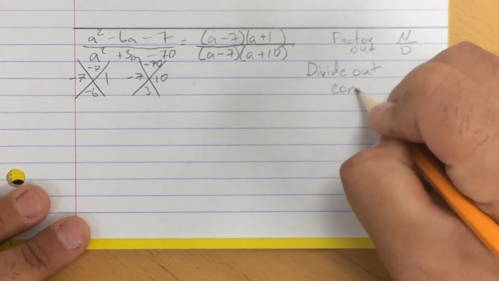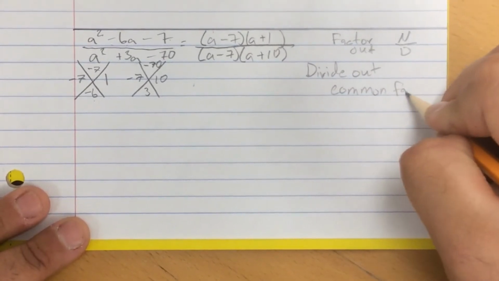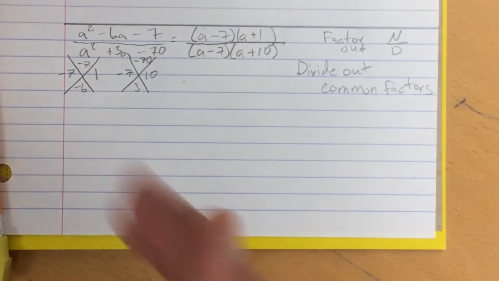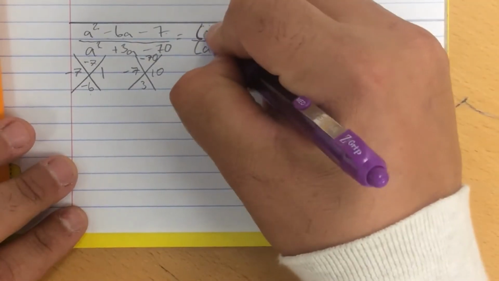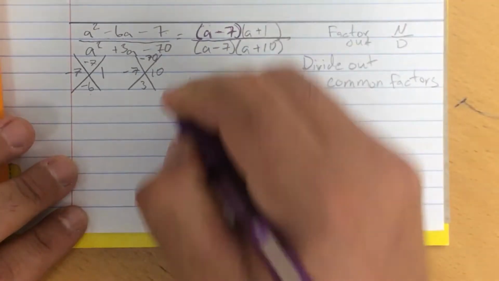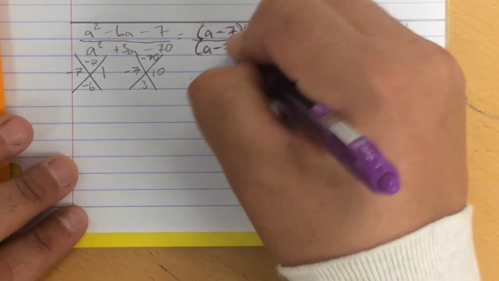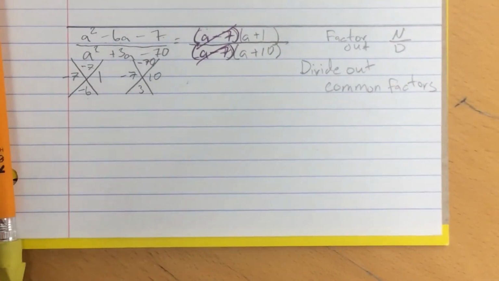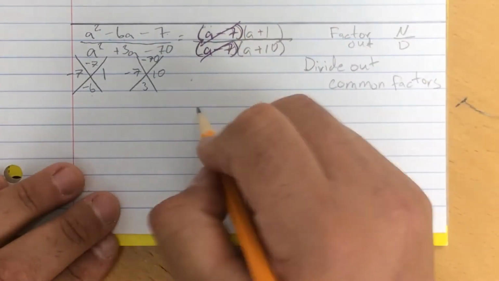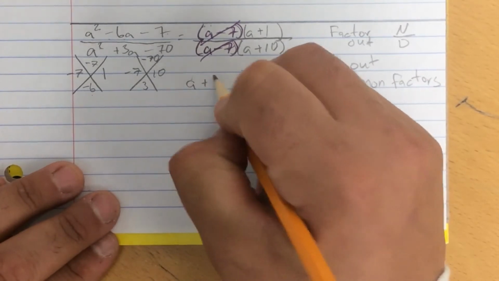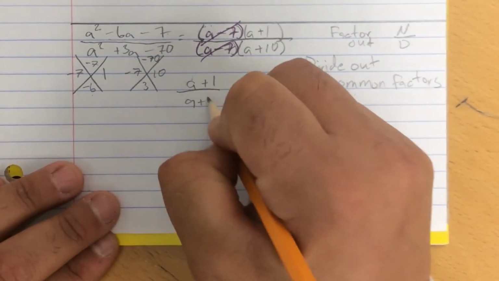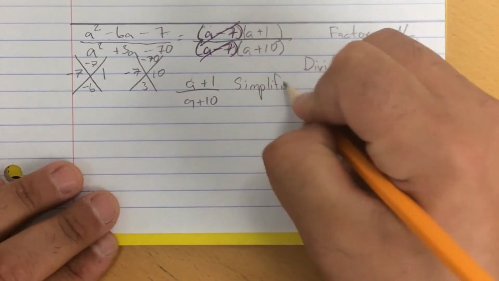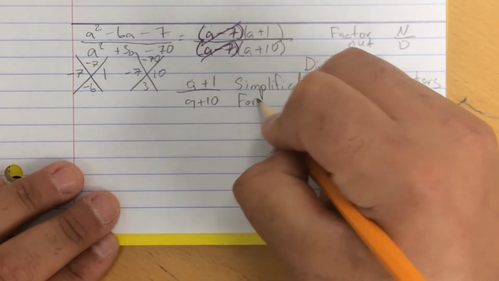And now we're going to divide out the common factors. If you see here, our common factors are a minus 7 over a minus 7. So now we can simplify these, and we're left with our simplified form, which is a plus 1 over a plus 10. So once again, this is our simplified form.